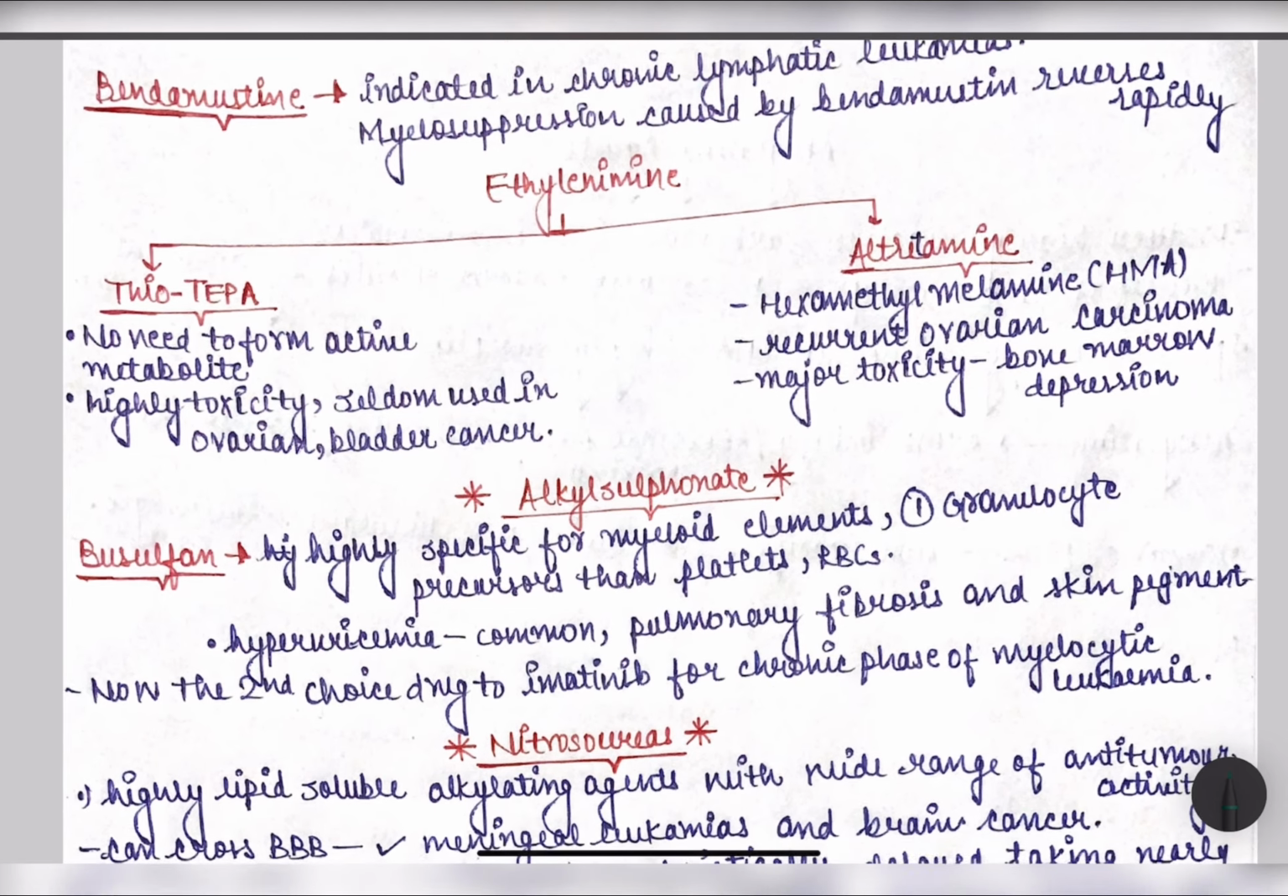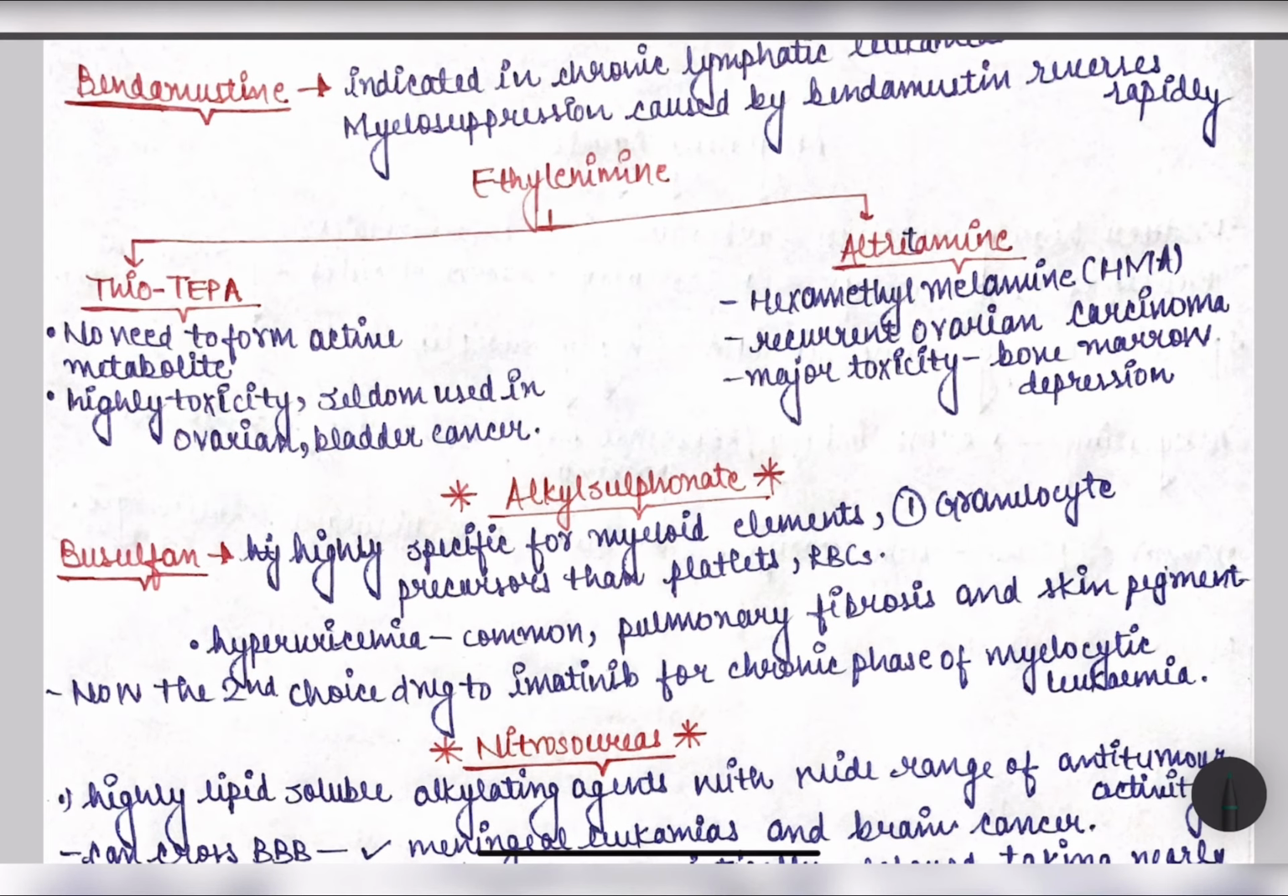Now ethylenimines, there are two, thiotepa and altretamine, okay? So for thiotepa, there is no need to form an active metabolite, because thiotepa is already in an active form, okay? And it has high toxicity, so that's why it is only used in ovarian and bladder cancer, okay? And altretamine is hexamethylmelamine, HMM, which acts by alkylating DNA and protein, okay? Altretamine is indicated in recurrent ovarian carcinoma, and the major toxicity that occurs because of its use is bone marrow depression. Kidney dysfunction is the dose-limiting toxicity of altretamine.